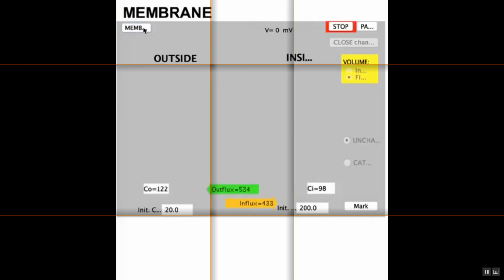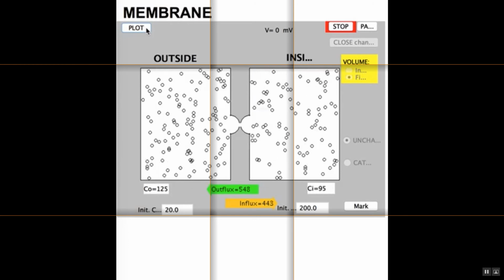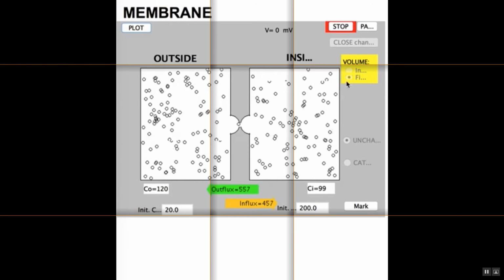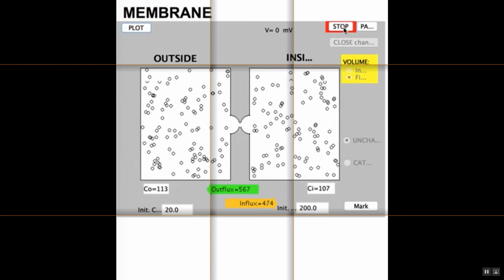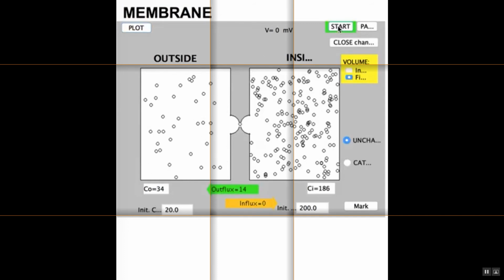Okay? So now, since we know a little bit about electrical force, let's do this again, but what we're going to do is look at charged particles, and we're going to see how those concentrations change. All right, so I need to stop this simulation. We're going to keep the volume at finite volume, but this time we're going to click on cations. So we had to close the channel and start it up again.